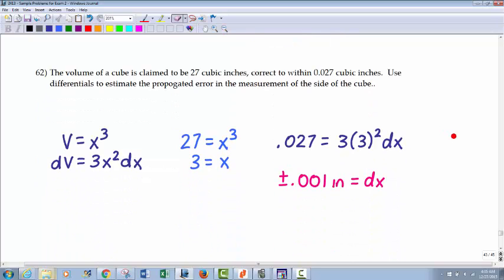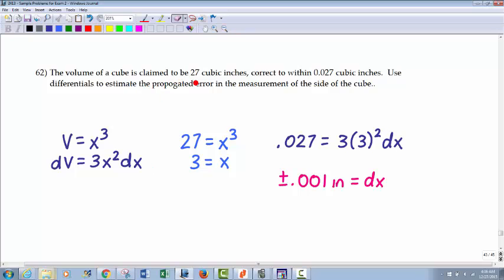Cube, volume of a cube. It's easy enough. So let V equal x cubed, and you take the derivative of that, which is dV/dx equals 3x squared, and then you bring the dx over, so it's dV equals 3x squared dx.